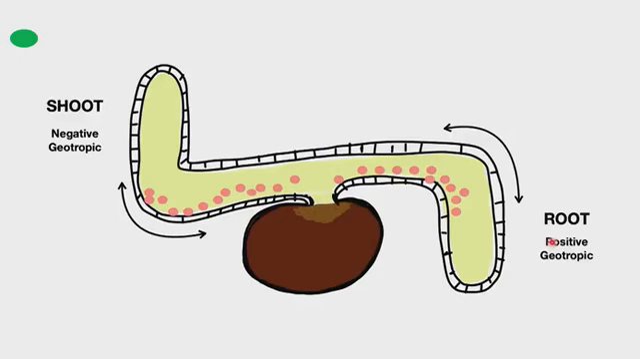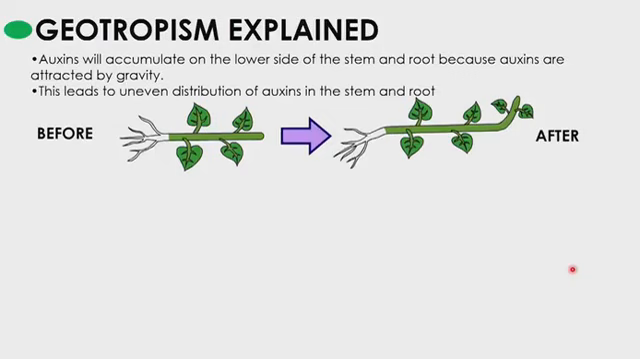So there we have it. On the left-hand side, we have the shoot, which is indicating negative geotropic movement because it's growing away from gravity. Here we've got the root. It is showing positive geotropic movement because it's growing towards gravity. So whenever a plant is growing towards or away, we have to refer to it as being negative or positive. If it's growing away from the stimulus, it's negative geotropism. If it's growing towards the stimulus, it's positive geotropism or positively geotropic.